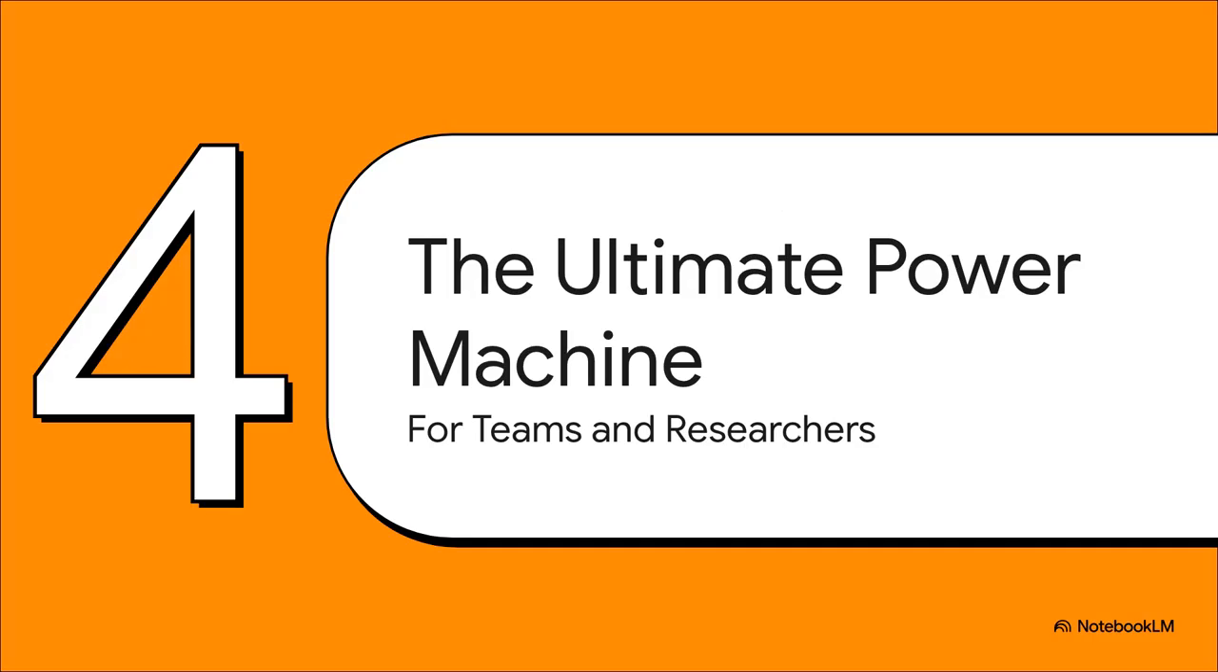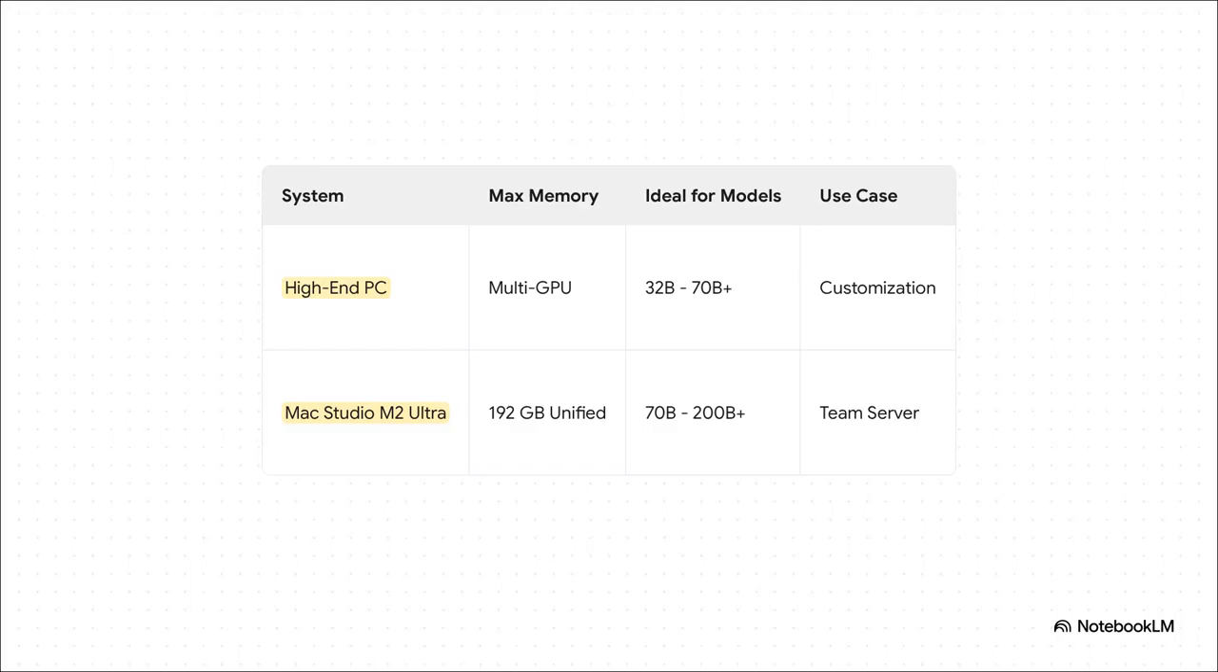Okay, so finally, what if you need the absolute best? We're talking about serving AI to a small team, maybe doing serious research, or you just want to run the biggest, baddest open source models out there. This is the ultimate power machine category. This is where we enter the big leagues.